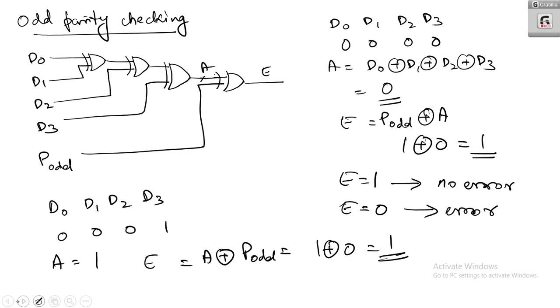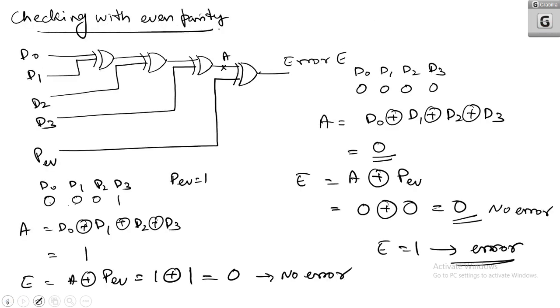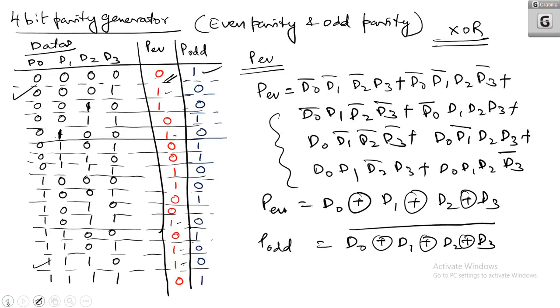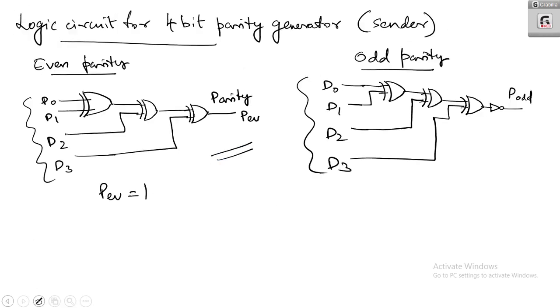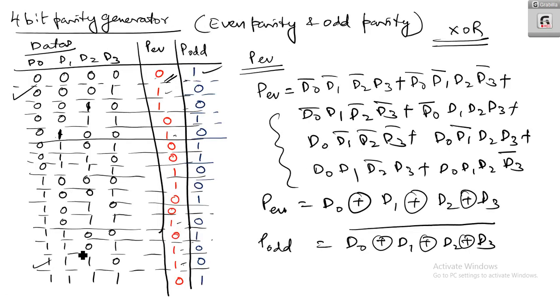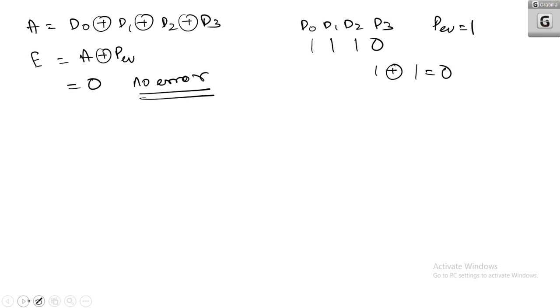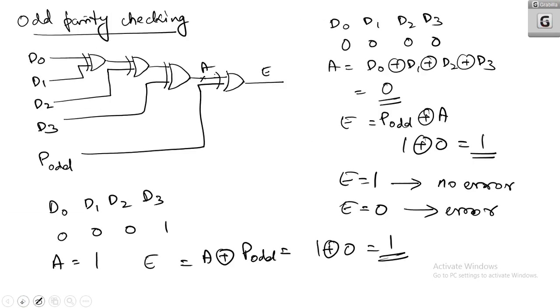Okay, let me go with another set. So I will go with 1101, with odd parity as 0. Okay. So this is D0, D1, D2, D3.